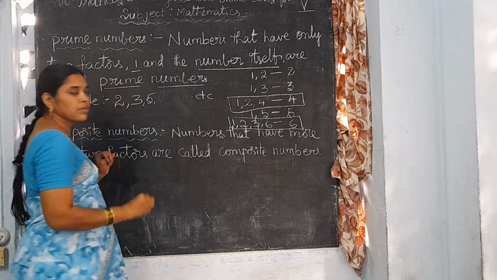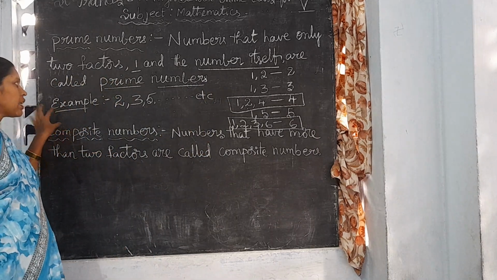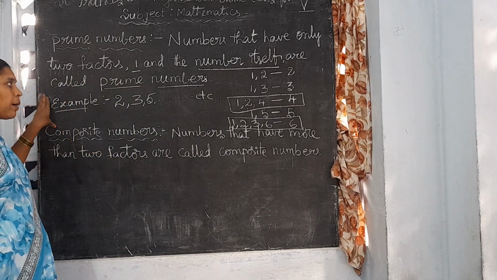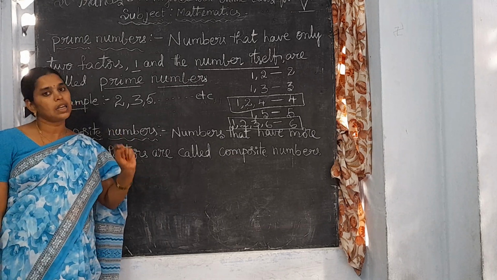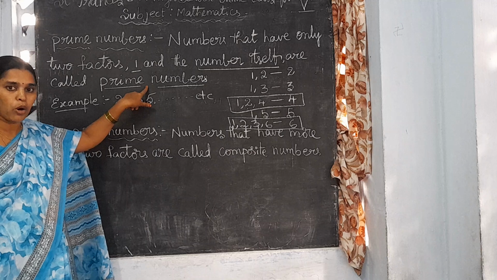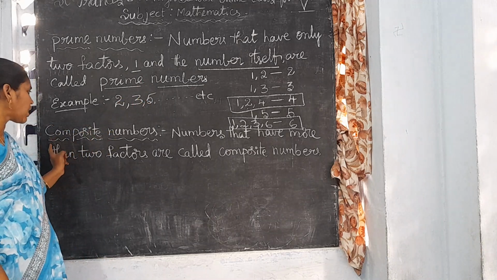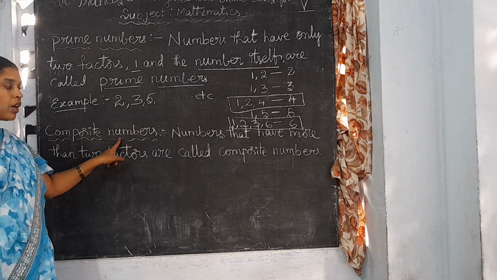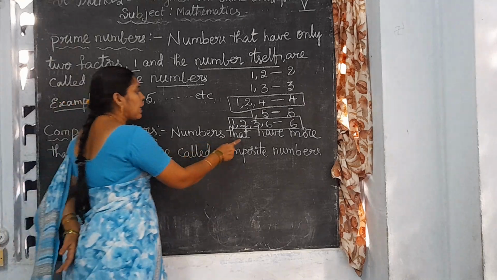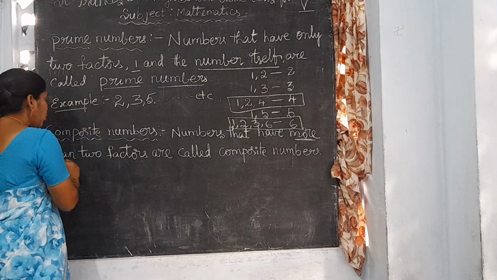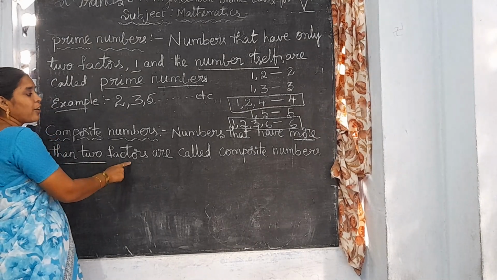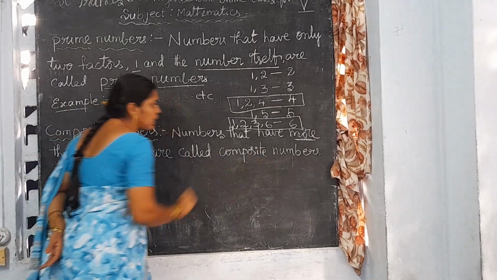Okay, is it clear what a prime number is? A prime number has only two factors, that is 1 and the number itself. It is very, very important. Okay, then what is a composite number? Numbers that have more than two factors are called composite numbers.